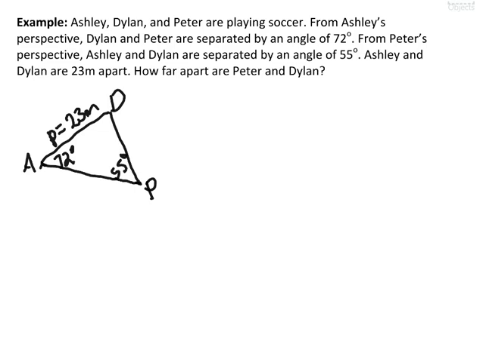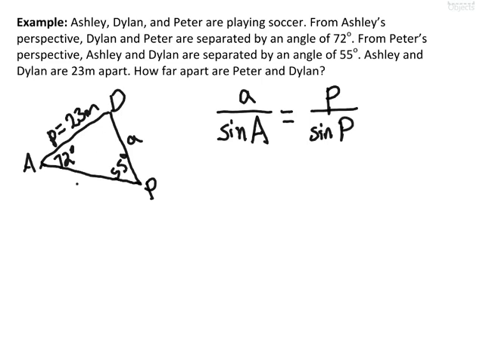All right, and what we're trying to solve for is how far apart are Dylan and Peter, so that would be side a here. That's what I'm looking for. All right, so when we set up our sine law in this case, it would look like this. So we do a divided by sine of angle A will equal p divided by the sine of angle P. I don't need to use Dylan's angle or Dylan's side opposite here because I'm not asked for either of those, so I can skip that part.